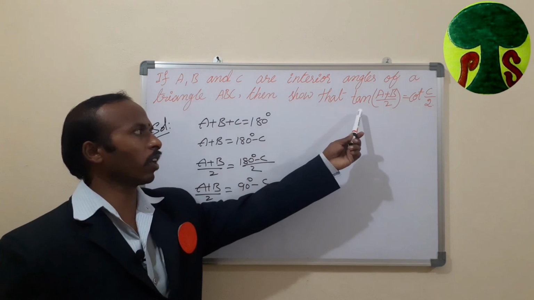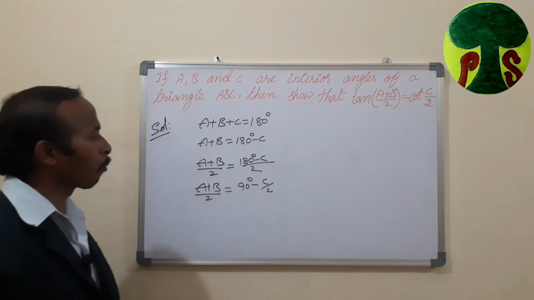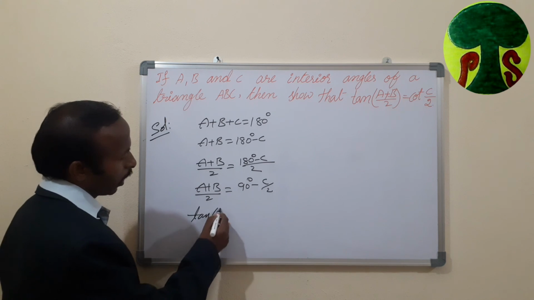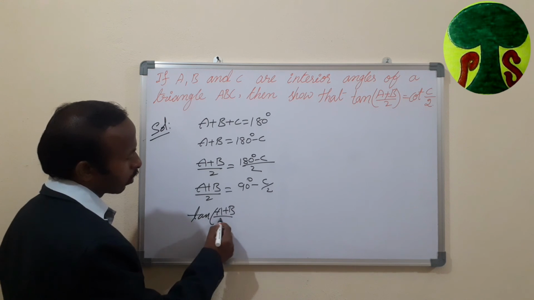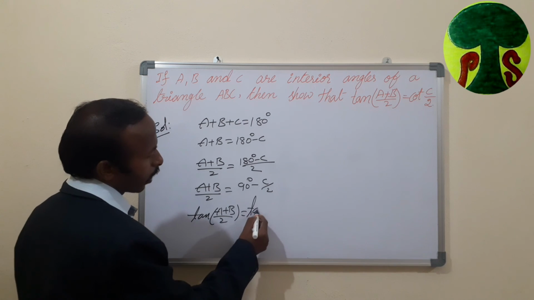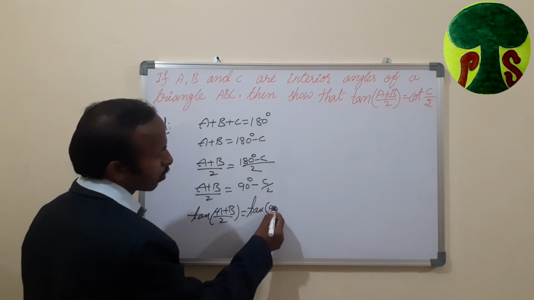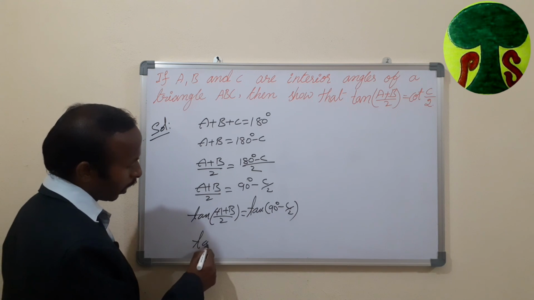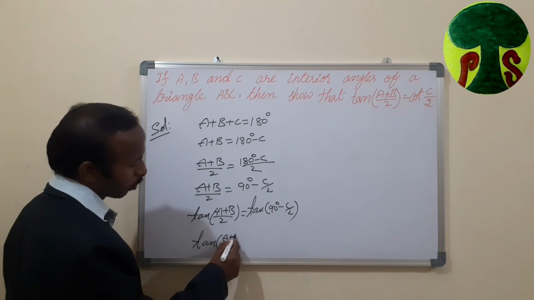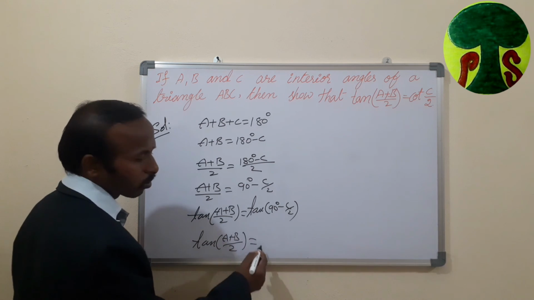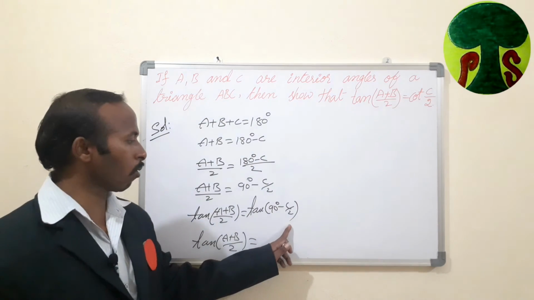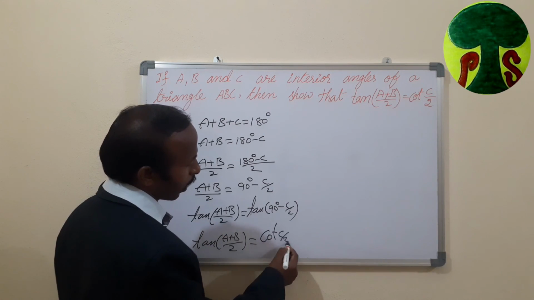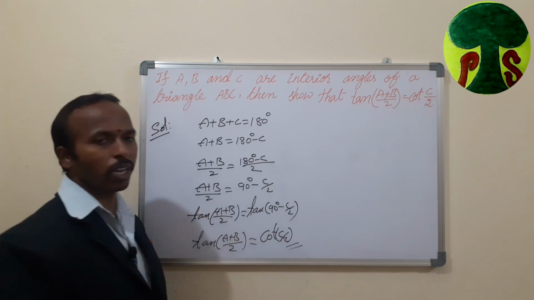According to the question, we require the tan ratio. So, here apply tan ratio on both sides. So that tan of (A plus B) by 2 equal to tan of 90 minus C by 2. Now, tan 90 minus theta is how much? Cot theta. Cot theta is nothing but C by 2. This is our required proof.